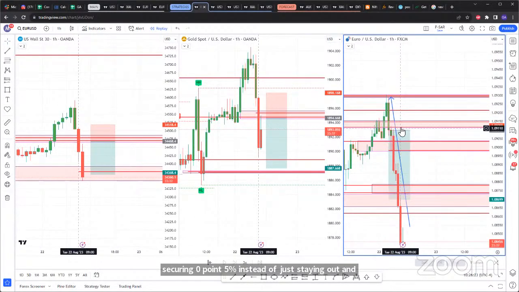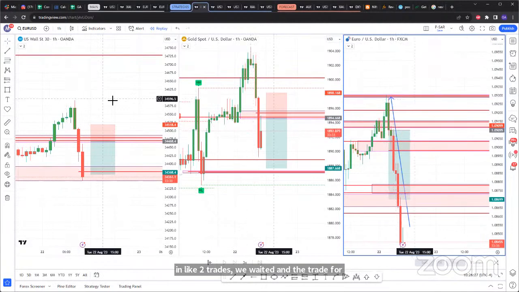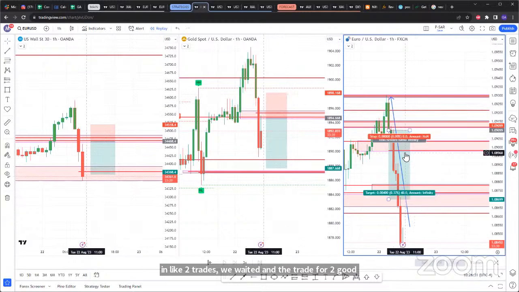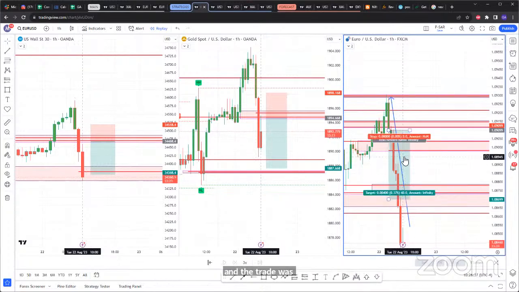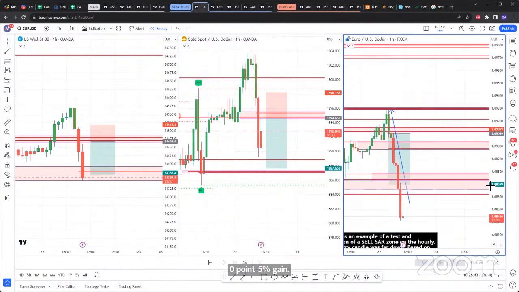Last week in 2 trades, 1 sell for US30 and 1 sell for gold, we waited, but we didn't get that retracement. So instead of ending up with nothing when the trade was valid, you just lower your risk and say, okay, if this goes in my favor, I'll have a 0.5% gain. That's fine. So hopefully that makes sense.